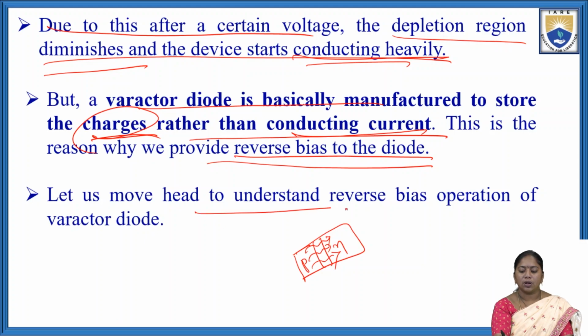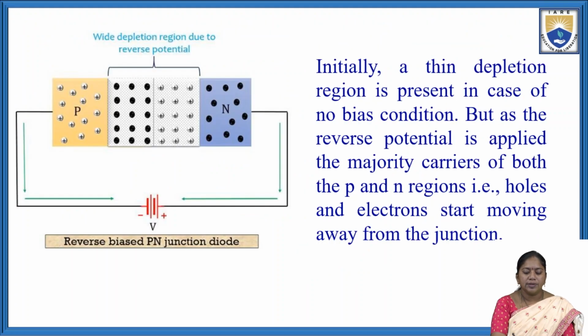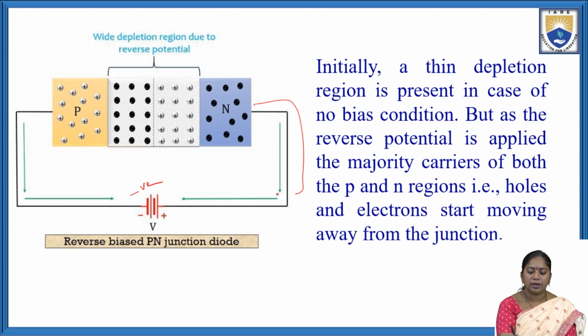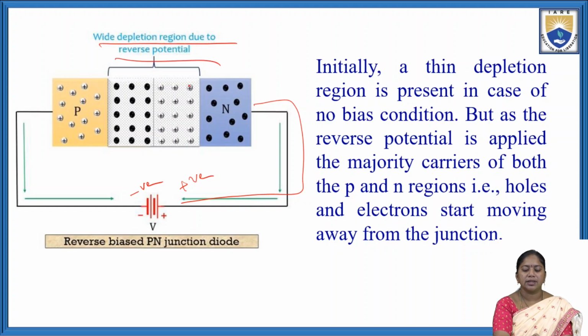Let us discuss the reverse bias operation of the varactor diode. So this is the reverse biased PN junction diode. In a reverse biased PN junction diode, the P-type material is connected to the negative terminal of the battery and the N-type material is connected to the positive terminal of the battery, which represents the reverse bias region. Here, between the P and N regions, a wide depletion region is generated due to the reverse bias.